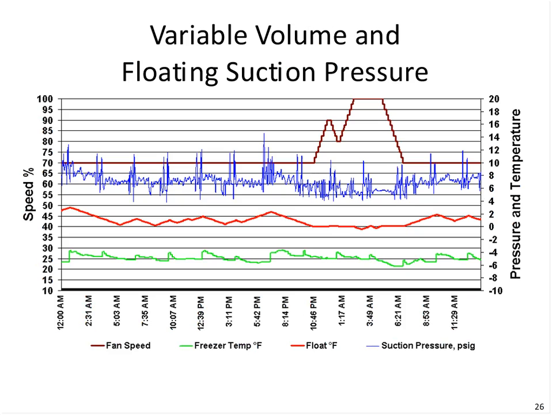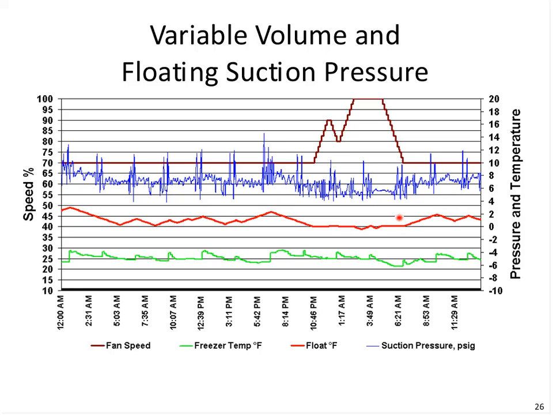So let's get oriented here. Notice this is midnight essentially, and through the morning hours, afternoon, and back to midnight again. Over here we have speed, and on the right-hand side, pressure and temperature. So the bottom line here is the freezer temperature. In this case, we're trying to maintain about minus 5 degrees.